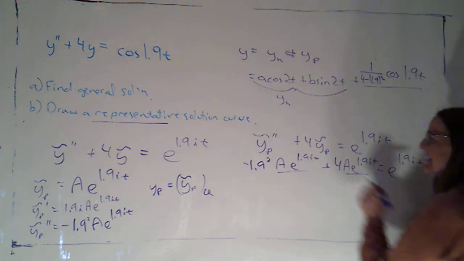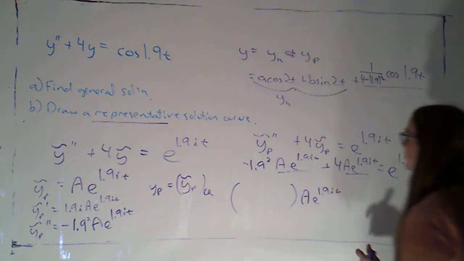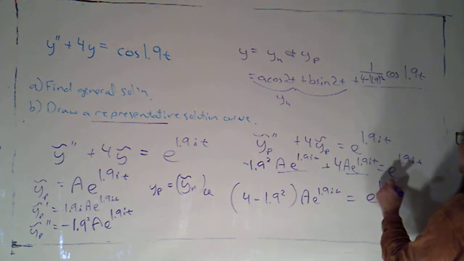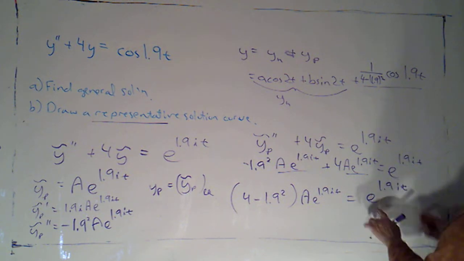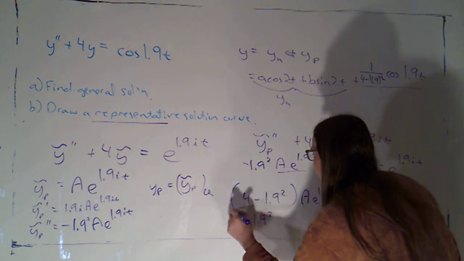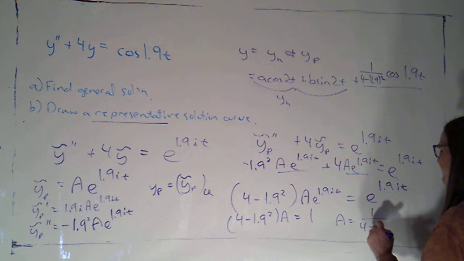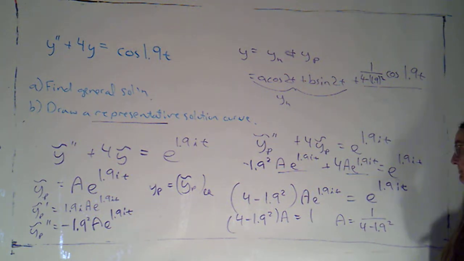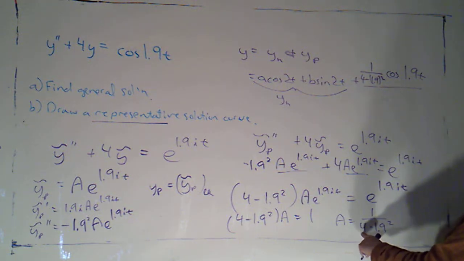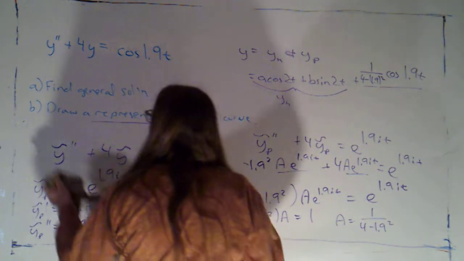I'm going to factor out an a and an e to the 1.9it. That is multiplied, it looks like, by 4 minus 1.9 squared. And this has to equal 1 copy of e to the 1.9it. That's going to work if 4 minus 1.9 squared times a is equal to 1. So a will equal 1 over 4 minus 1.9 squared. So it's just the difference in the squares of the angular frequency of the natural response and the angular frequency of the forced response.